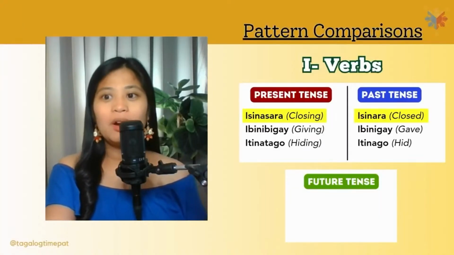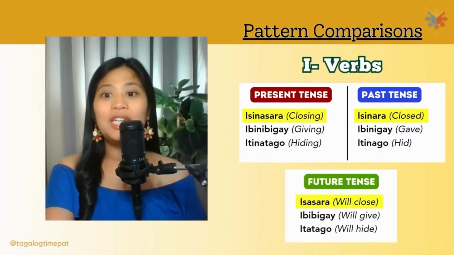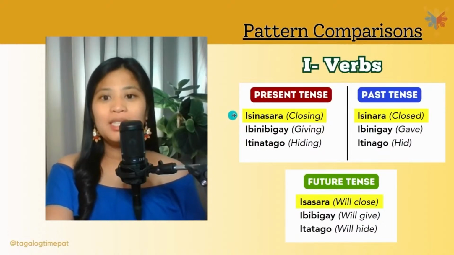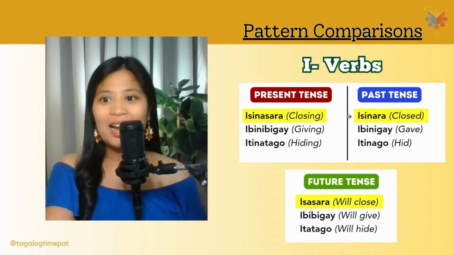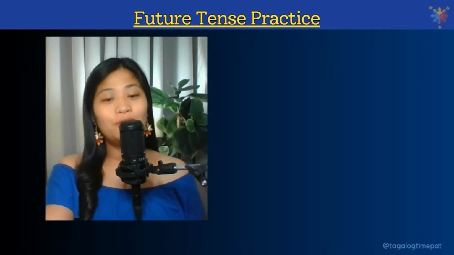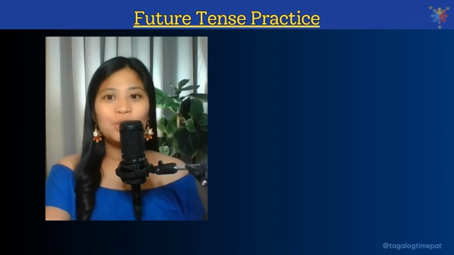Let's go ahead and compare all of these conjugation patterns for verbs. In the present tense, isara, to close, is isinasara. That means closing. Past tense, it's isinara, closed. And then in the future tense, it's isasara, will close. All right, so those are all of the future tense conjugation patterns for the verb types in Tagalog. Now let's do some practice questions.